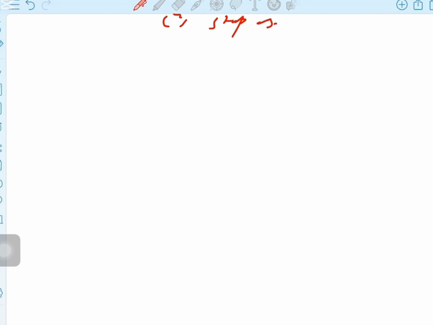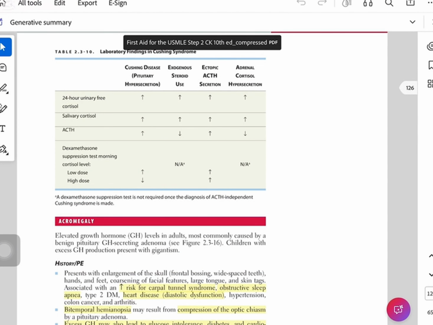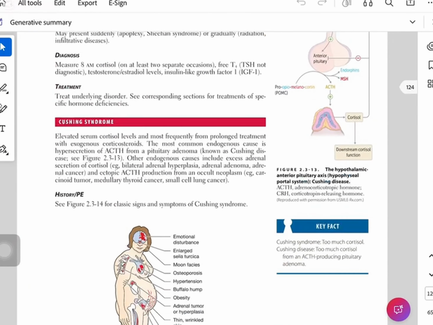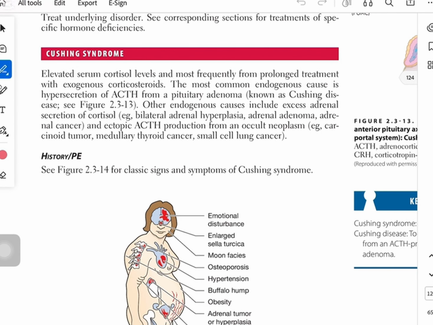Now we will go toward the USMLE Step 2 CK, and we'll read from the USMLE Step 2 CK. So guys, I tried my best to clear each and every single concept. First of all, elevated serum cortisol level, most frequently from prolonged treatment with exogenous corticosteroid. What is the definition of Cushing syndrome? Elevated cortisol level. And what is the most common cause? The exogenous corticosteroid. I have already mentioned that.